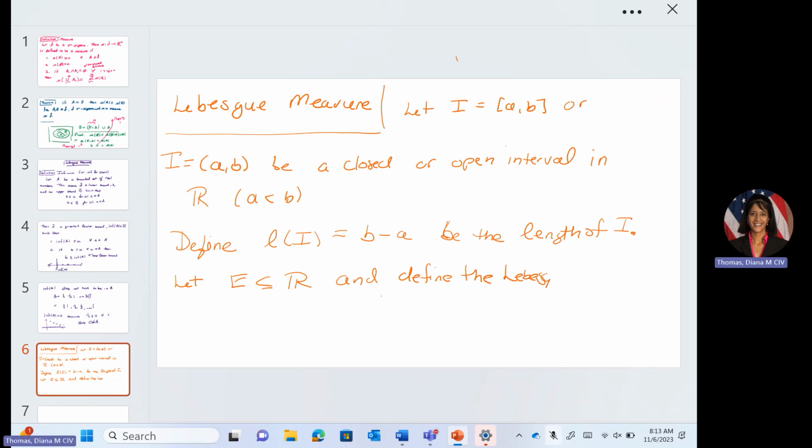Suppose I have a subset in R that's not an interval. Then we have something called the Lebesgue outer measure. That's where we need the inf, because there's no reason for this thing to be in the set. Of all possible lengths.